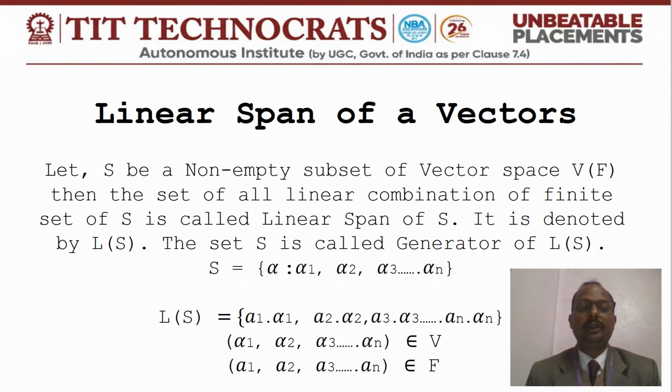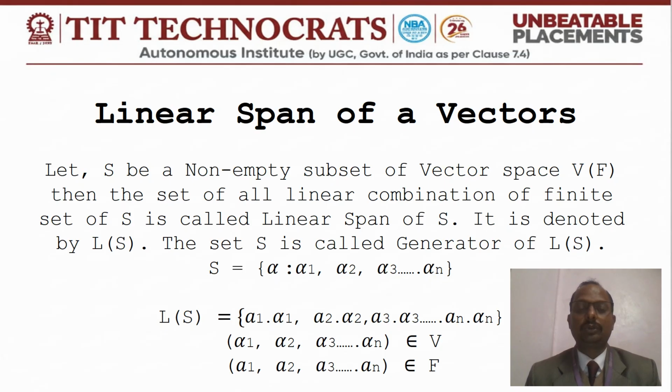Let S be a non-empty subset of vector space V(F), then the set of all linear combinations of finite sets of S is called the linear span of S. It is denoted by L(S). The set S is called the generator of L(S).